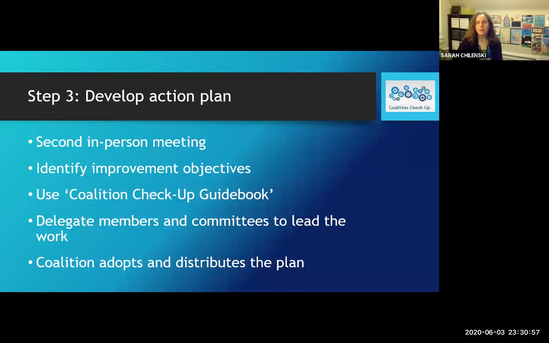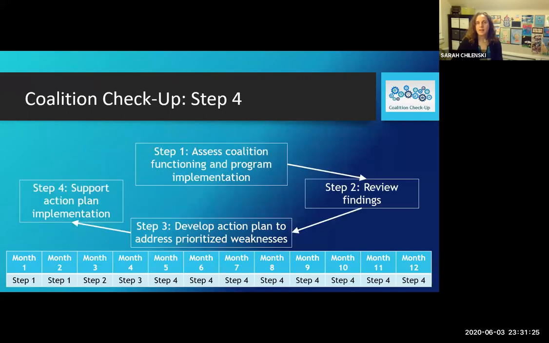It's a fairly simple action planning process with some discussion questions, Post-it worksheets, and a guidebook with suggestions that helps guide the coalition through the process. This is a coalition-driven decision-making process, and at the end, action items are delegated to coalition members and committees to lead the work. Then, after the action plan is finalized and adopted, we move on to step 4, implementing the action plan.